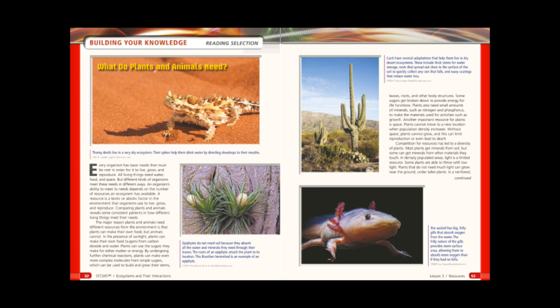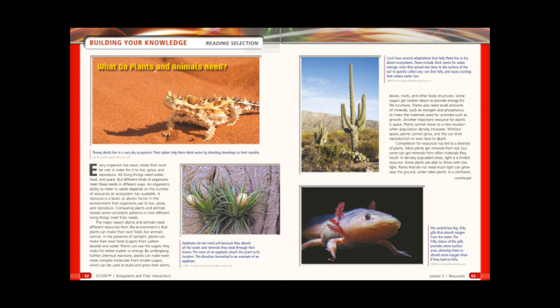By undergoing further chemical reactions, plants can make even more complex molecules from simple sugars, which can be used to build and grow their stems, leaves, roots, and other body structures. Some sugars get broken down to provide energy for life functions. Plants also need small amounts of minerals such as nitrogen and phosphorus to make the materials used for activities such as growth. Another important resource for plants is space.